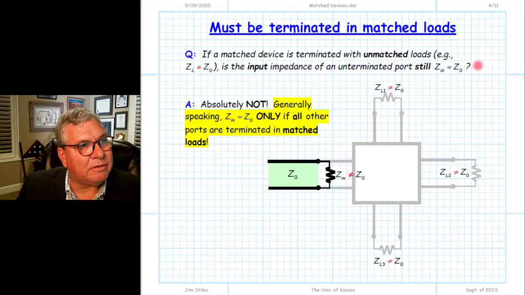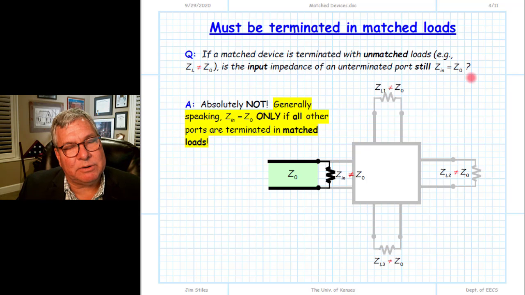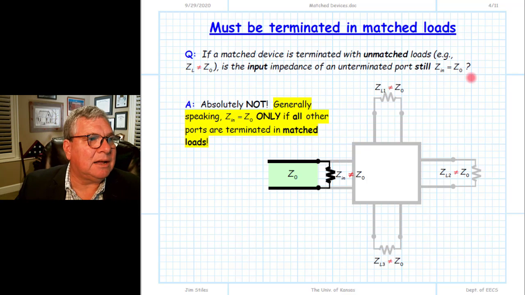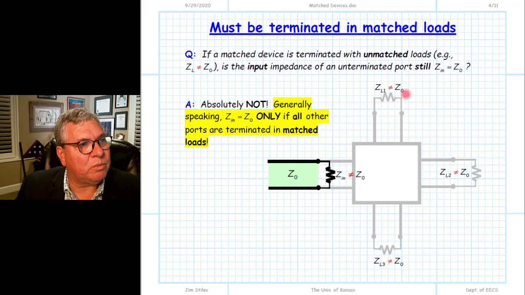So here's where the confusion comes in with these matched components. Let's say we have a situation where we connect impedances to these three ports which are not numerically equal to Z0. The question then, what will the input impedance be? Generally speaking, we'll find the input impedance in that case will not be equal to Z0.